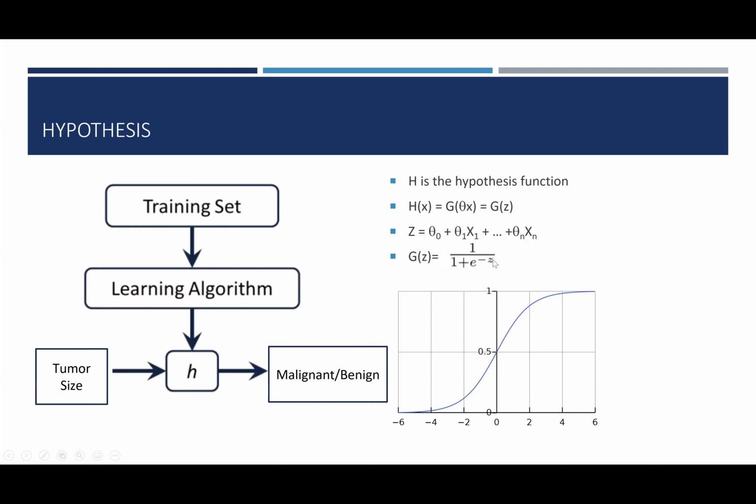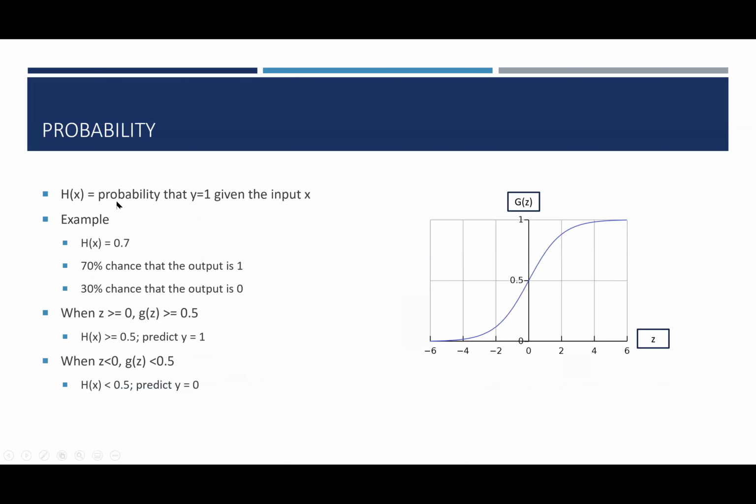What you get when that happens is a number between 0 and 1, and that acts as a probability. To clear things up, h of x is the probability that y equals 1 given the input x. So if your h of x equals 0.7, that means there's a 70% chance that the output is 1, or inversely, there's a 30% chance that the output is 0.